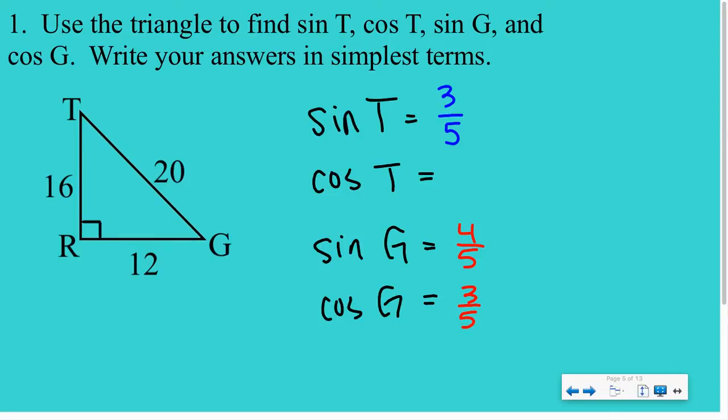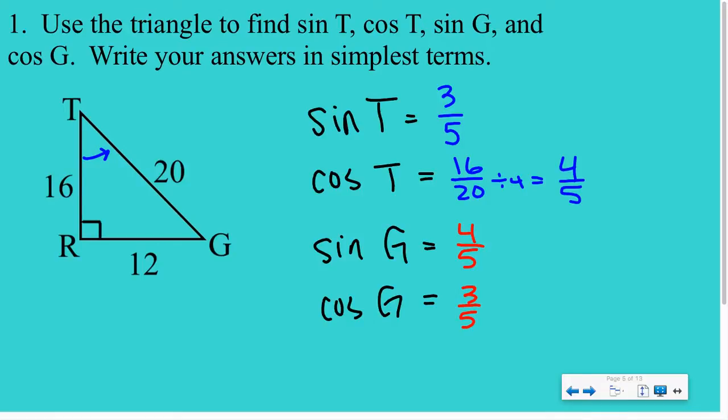Did you get cosine? Okay. What would we write for our short version? Good. So angle T, which side is adjacent? 16, 12, or 20? 16. What's your hypotenuse? Reduced by 4, what do you come up with? Excellent. 4 over 5. Those are your correct answers.